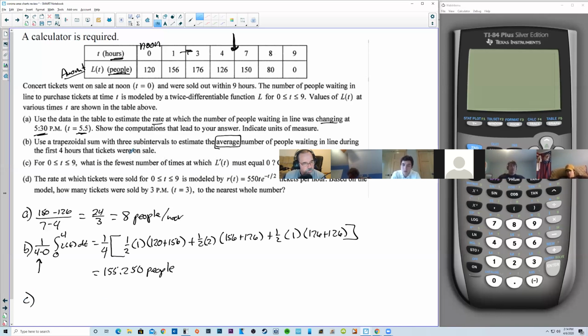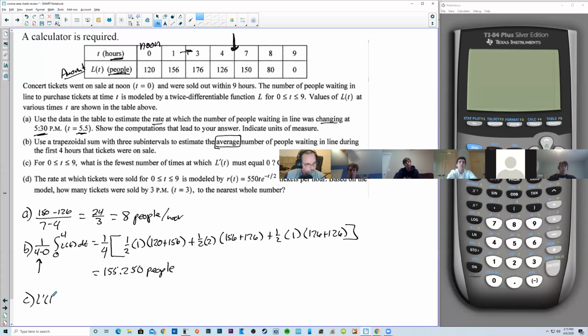Letter C, for 0 to 9. What is the fewest number of times in which L prime of t must equal 0, and give a reason for your answer? So L, I don't want to say this. L of t increases. No, I don't want to do that. Oh, I know. Sorry, I do want L prime of t. L prime of t changes signs between t equals, all right, let's take a look.